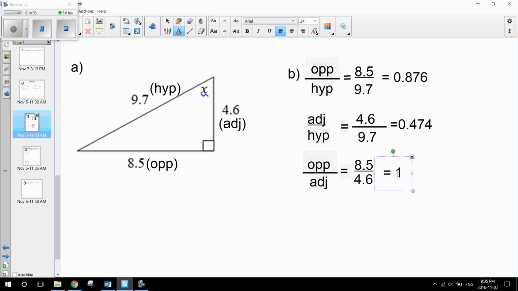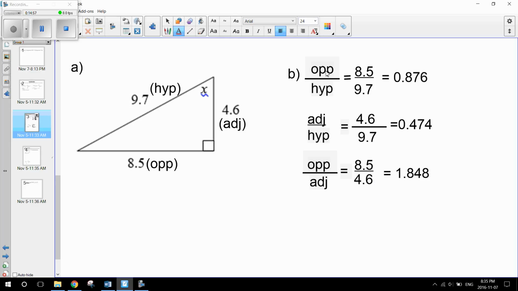And your calculator should get 1.848. And again, remember, we're only keeping 3 decimal places, so remember your rounding rules. This is actually 1.8478, but we only want 3 decimal places, so we have to round it up to 1.848.